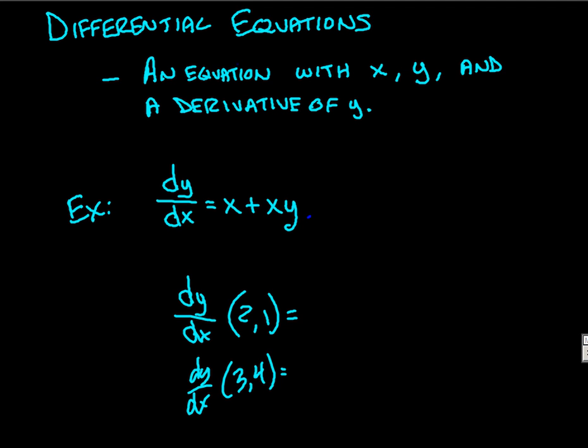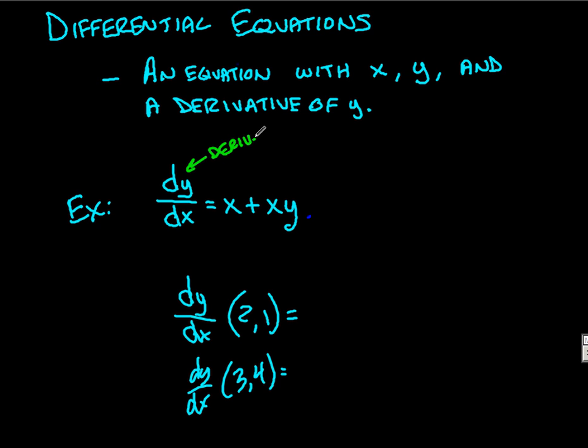Alright, today we're looking at differential equations and slope fields. All a differential equation is, is some equation that has a derivative as well as x's and possibly y's as well. So here's an example of one, and this dy dx, this is a derivative. This is telling us a slope.